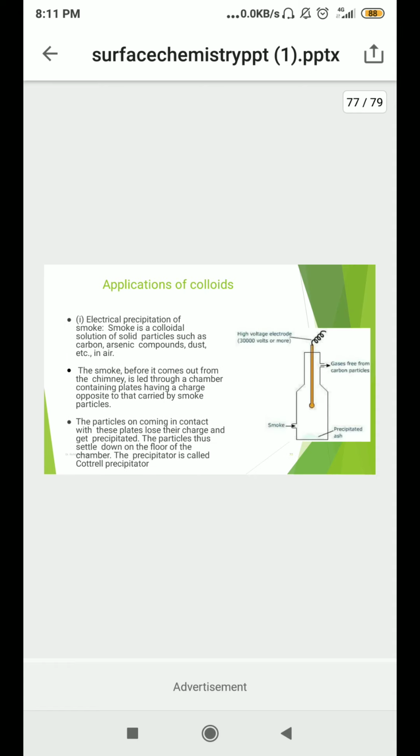Talk about the application part of the colloids. Electrical precipitation of smoke: smoke is a colloidal solution of solid particles such as carbon, arsenic and compounds. The smoke before it comes out from the chimney is led through a chamber containing plates having a charge opposite to that carried by the smoke. So the particles on coming in contact with this plate lose their charge and get precipitated. The particles thus settle down on the floor, and this chamber is called the Cottrell precipitator.